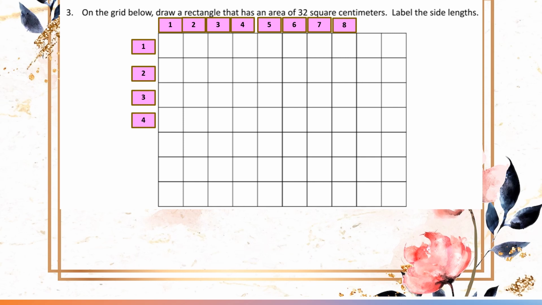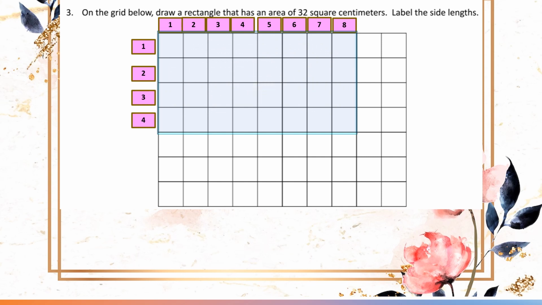Okay, so I have my length as 4, I have my width as 8. So now I've mapped out where my rectangle should be. Now I'm going to go ahead and shade in my rectangle that's 4 by 8, or 4 times 8, which is 32 centimeters.